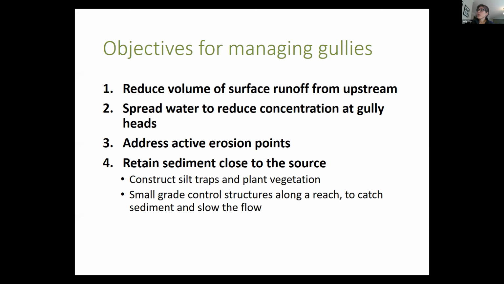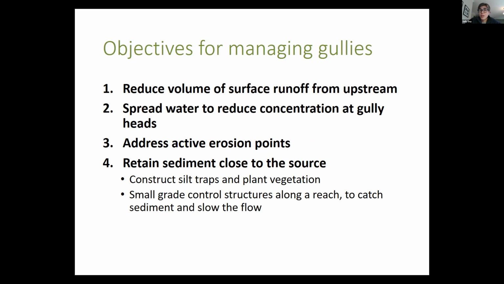So the fourth point here for managing your gully is that if you've got gully erosion, one of the things that you can try and do is retain sediment close to the source where it's generated. Immediately downstream of your gully head, you might like to construct some silt traps or plant vegetation. The aim of that is to catch that sediment before it moves further down the system, so that it doesn't flow into your dam or into the waterway at the receiving end of your gully.